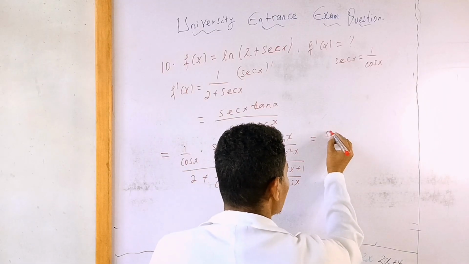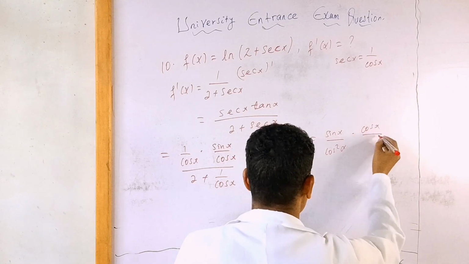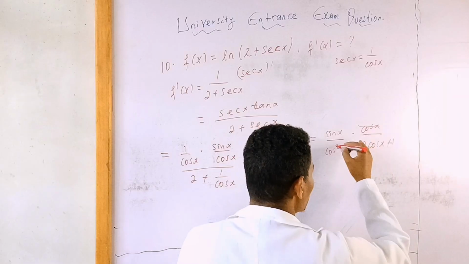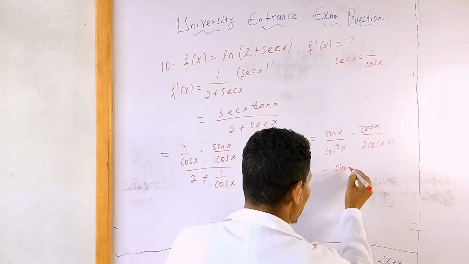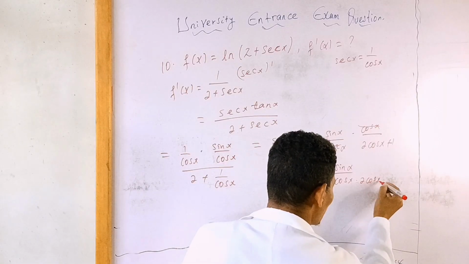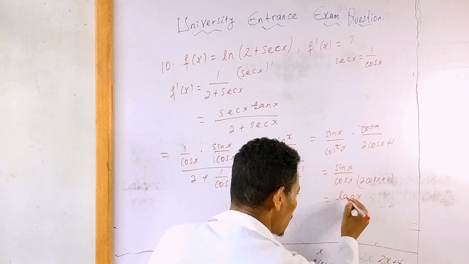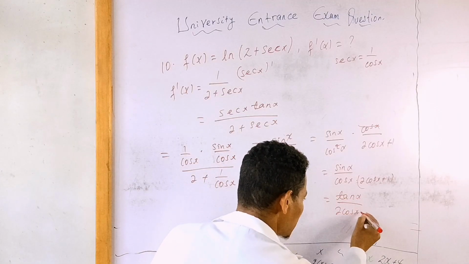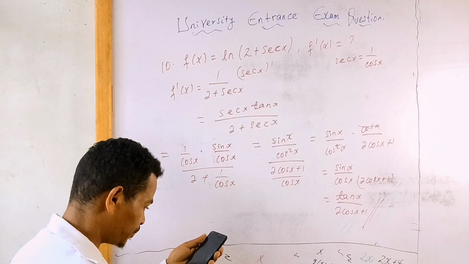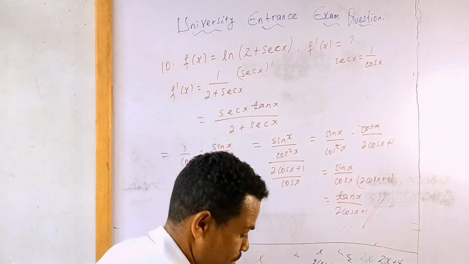Again, this is the same with sin x over cos square x times cos x over 2 cos x plus 1. Then cos x, the square root of it, then we can get sin x over cos x times 2 cos x plus 1. Again, it's the same, sin x over cos x is tan x over 2 cos x plus 1. So question number 10, the answer is D, that is tan x over 1 plus 2 cos x. Okay.